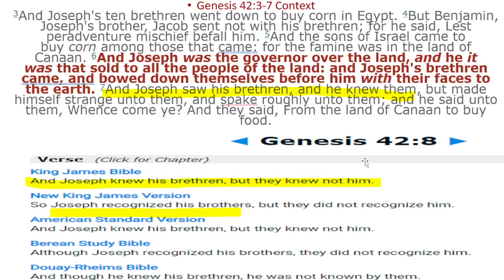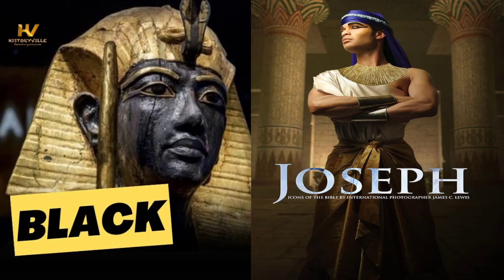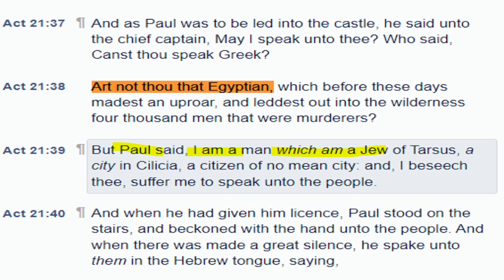All right, so we go to Genesis 42:8. It says, and Joseph knew his brethren, but they knew not him. Other versions, Joseph recognized his brothers, but they did not recognize him. They just thought that Joseph was another Egyptian. So again, Joseph would have had to have looked like the Egyptians, right? And we'll get one more example with the Apostle Paul in the New Testament.